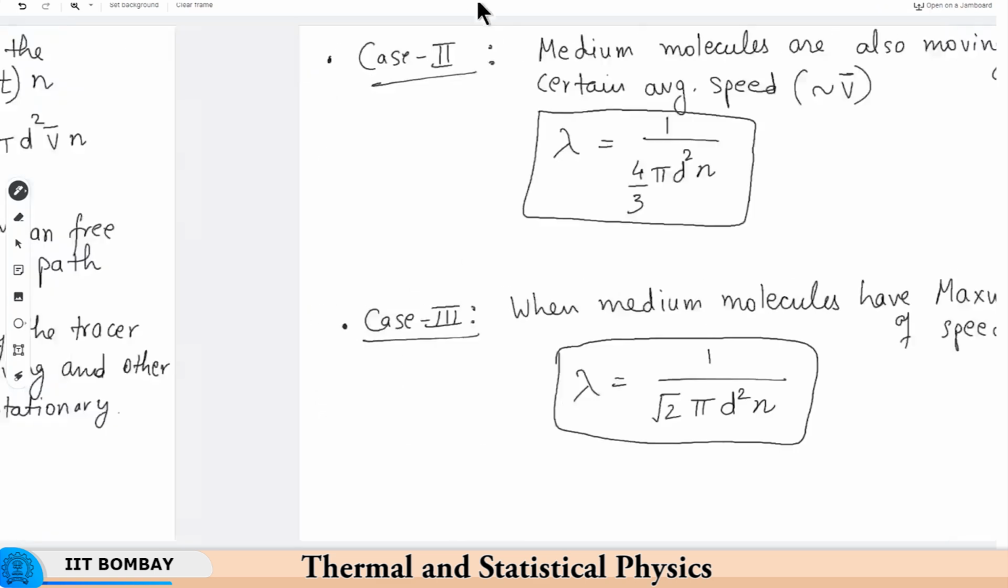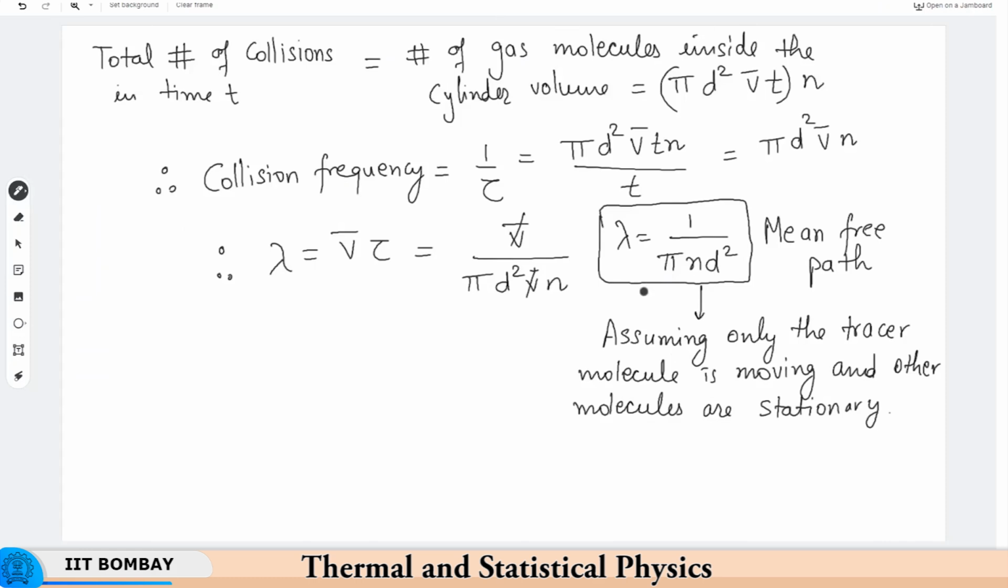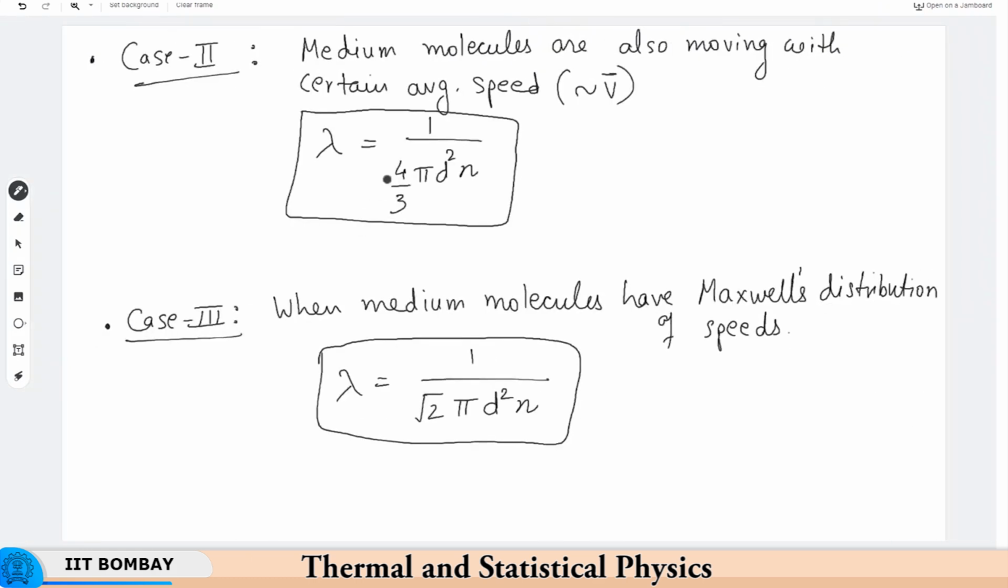But you should appreciate the fact that the expression does not really change too much, right. Here we just had pi. Here the prefactor just changed from 1 to 4 by 3 and here it just changed to square root of 2. So, they are still very similar to each other, alright.